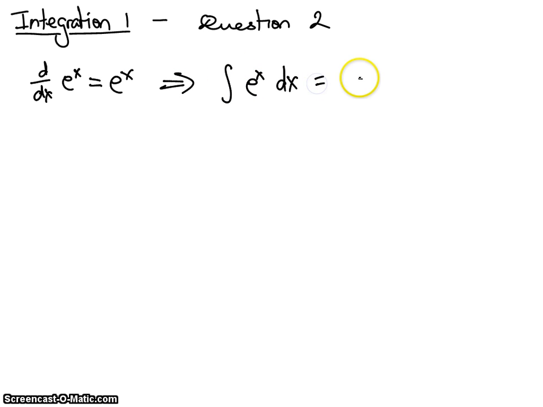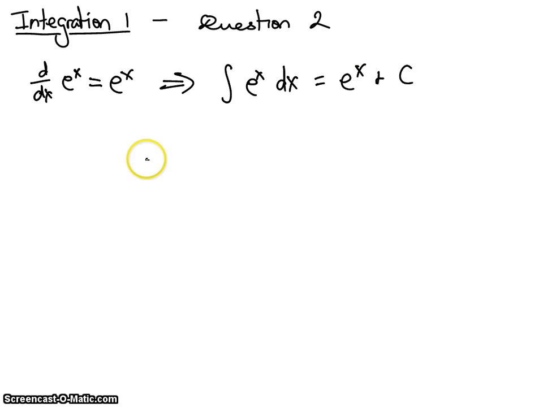Question 2 wants us to deal with integrating the exponential function. So we know already that if we differentiate the exponential function, we end up with the exponential function. That means also that if I am to integrate the exponential function with respect to x, I will get back the exponential function plus, of course, my constant of integration.